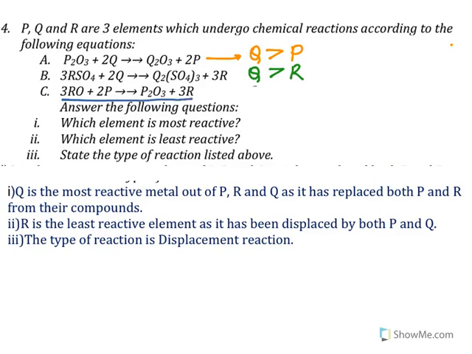And here in the last one, we see that P replaces R. So P is more reactive than R. Now we compare all these, we find that Q is the most reactive. Here Q is more reactive than P, and P is more reactive than R. So which is the most reactive? We see Q is the most reactive. Which is the least reactive? We see R is the least reactive.